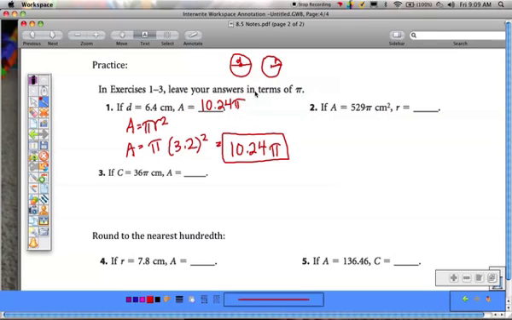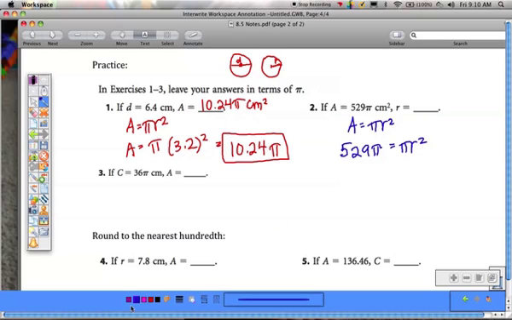Okay, if you wanted the decimal answer, then you would multiply it by pi in your calculator. And this area is centimeters squared. All right, the next one, the area is 529 pi centimeters squared. Find the radius. So start with your formula. Plug in what you know. So we have 529 pi equals pi r squared.